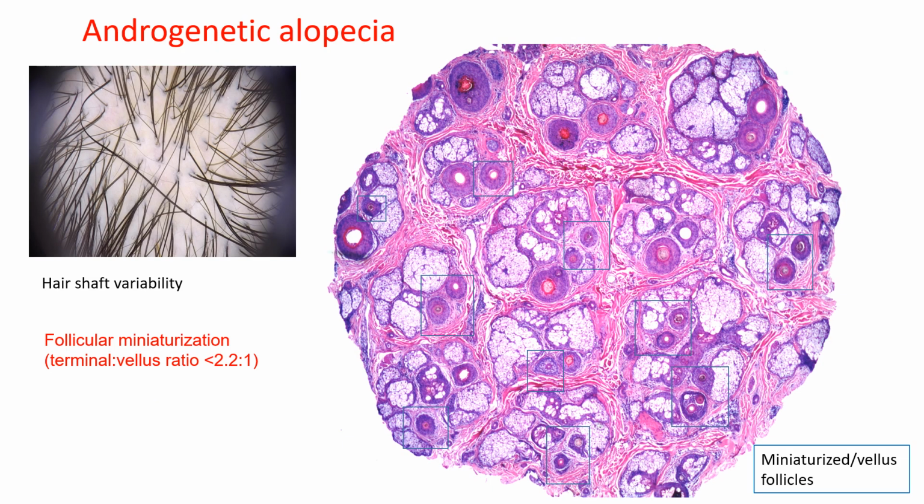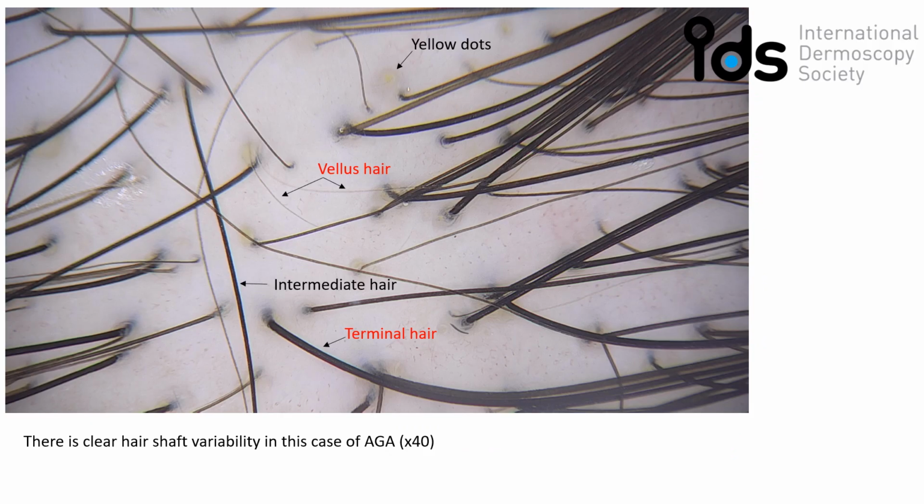In androgenetic alopecia, which is the most common condition in the hair clinic, the main feature is hair shaft variability. There is follicular miniaturization. The terminal to vellus ratio is less than 2.2 to 1 because we have a predominance of vellus or thin hairs. And you can see here that there is clear hair shaft variability on dermoscopy.